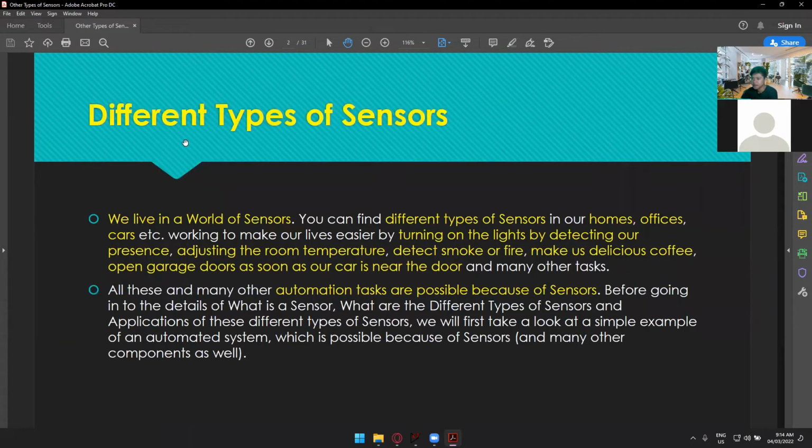So let's start by differentiating the types of sensors. First, we live in the world of sensors. You already know that we are living in the world of technologies right now, so you can find different types of sensors literally everywhere. In our homes, offices, cars, even on the roads, we have lights that automatically turn on if they sense someone walking by, especially at night. Anywhere we go, there's already a sensor.